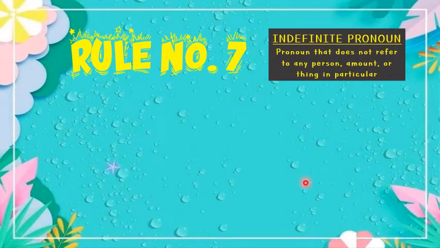Okay, rule number 7 is related to indefinite pronoun. Indefinite pronoun, okay, pronouns that do not refer to any person, amount or thing in particular. Maksudnya dia tak merujuk kepada mana-mana orang, mana-mana jumlah atau benda. Maksudnya kata ganti tak tentu. Okay, in Malay we call it as kata ganti tak tentu.